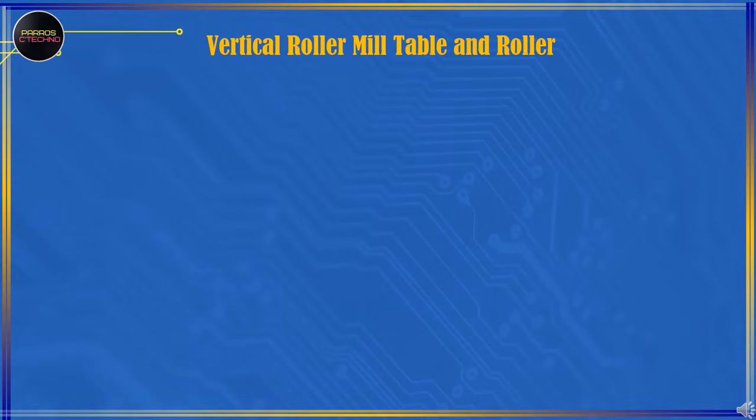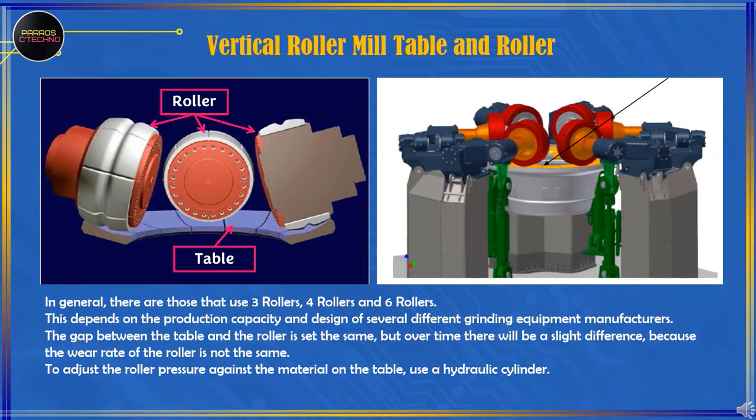Table and roller vertical roller mill for cement grinding. In general, there are those that use 3 rollers, 4 rollers and 6 rollers. This depends on the production capacity and design of several different grinding equipment manufacturers. The gap between the table and the roller is set the same, but over time there will be a slight difference, because the wear rate of the rollers is not the same. To adjust the roller pressure against the material on the table, a hydraulic cylinder is used.